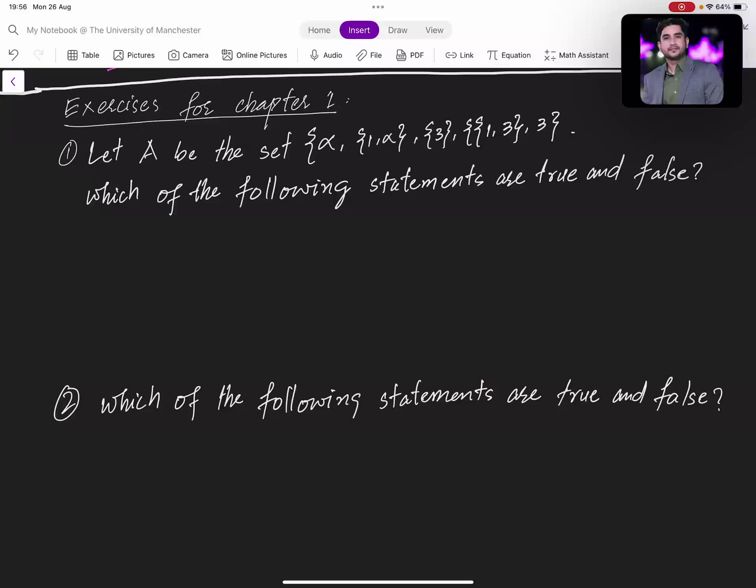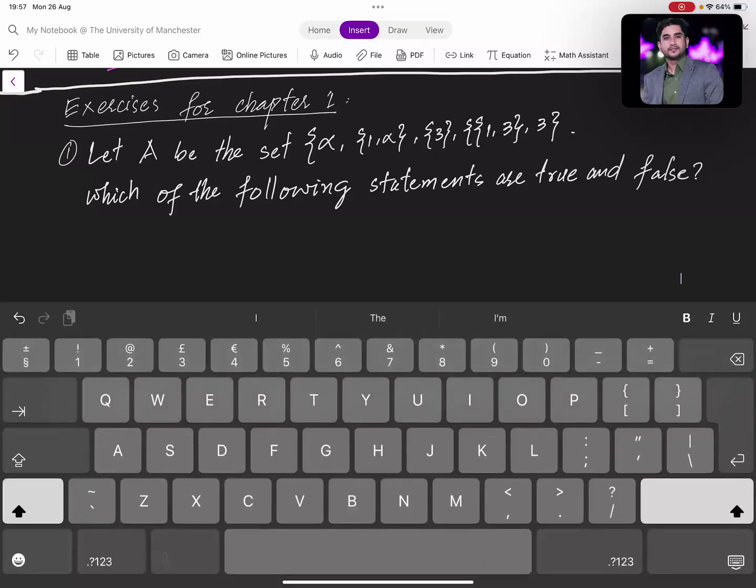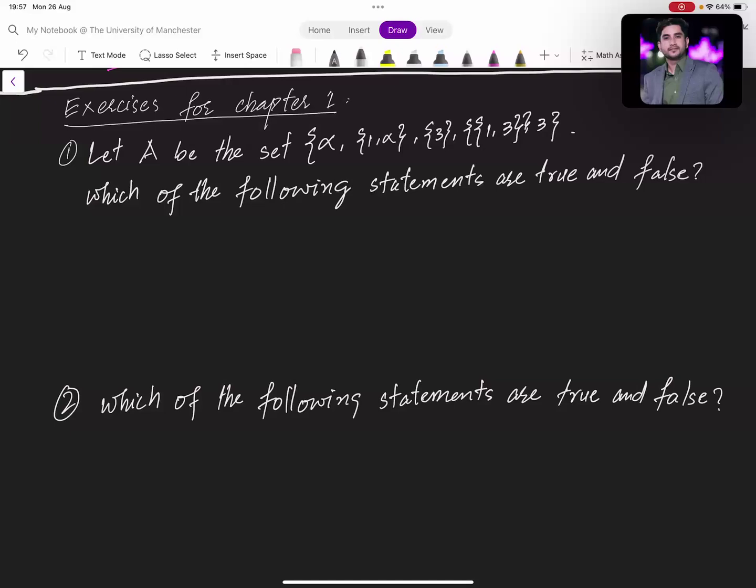we have a set A, which is the set of alpha, and the set contains 1, alpha, 3 in a set, and then there is another set which contains 1, 3, and then, yeah, eventually there should be another bracket, right? Okay, then we have the statements. What statements?